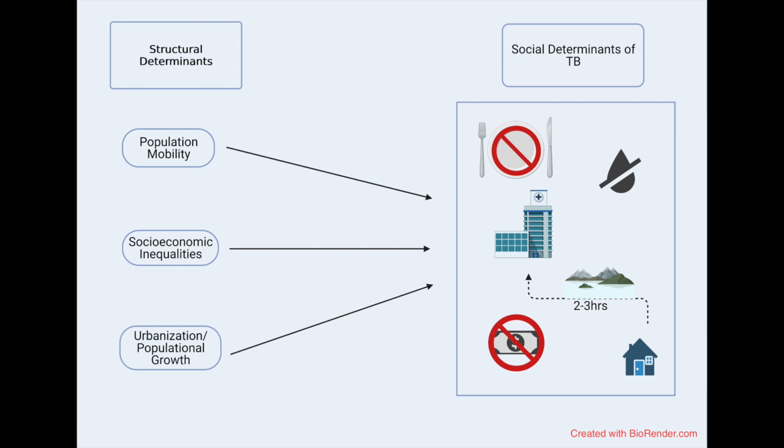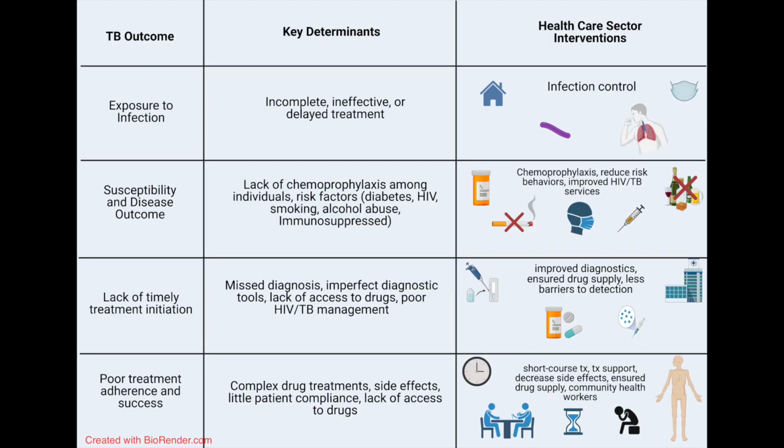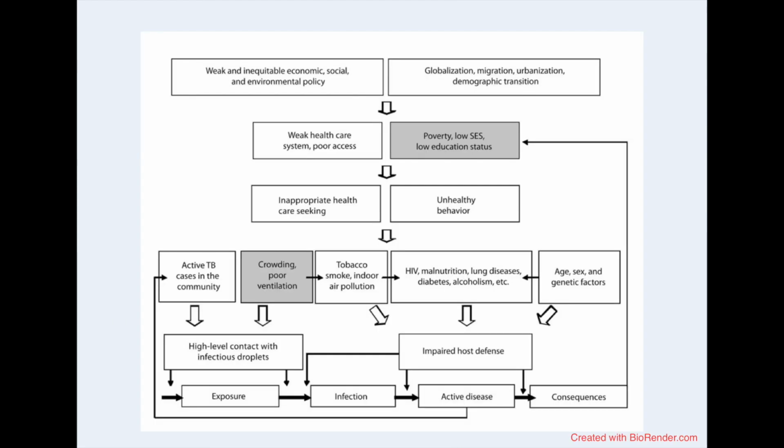Social determinants influence the development of the 4 stages of TB pathogenesis. Shown here are interventions from within the healthcare field. Listed in the first column are the TB outcomes, the second column are the key determinants for the TB outcome, and then in the last column are the healthcare sector interventions that are currently taking place. In order to improve these social determinants, we must encourage structural interventions that will require involvement outside of the healthcare field. Here is a chart where we can put these ideas into action.